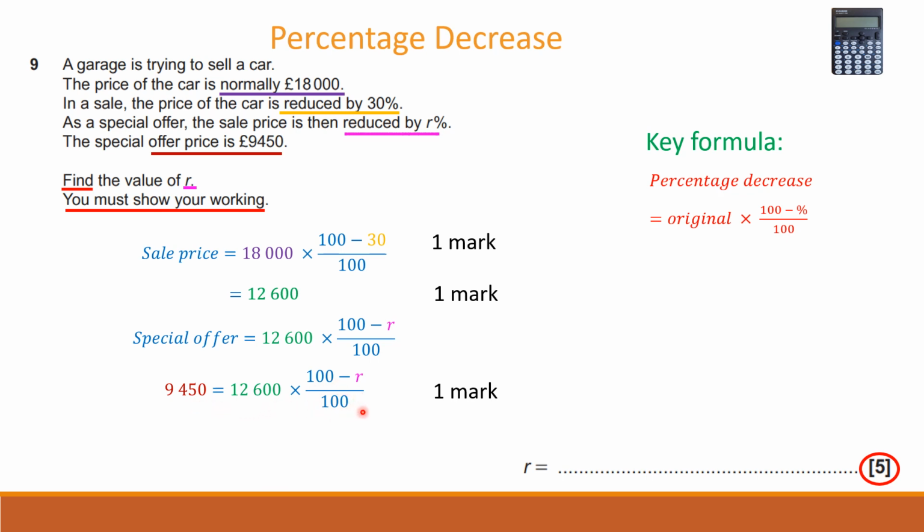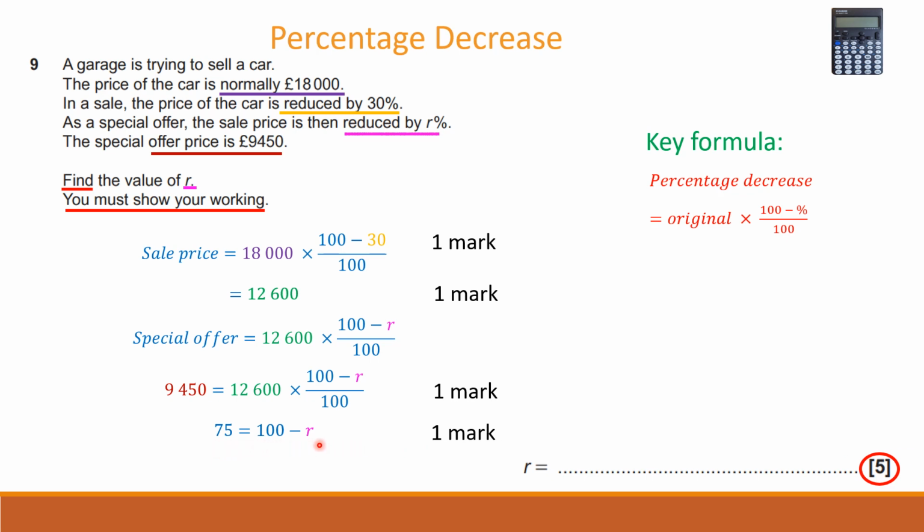Then we need to get rid of this divide by 100. So the opposite to divide by 100 is multiply by 100. And the answer you've now got on your calculator, if you times that by 100 and press equals, you should find you get 75. So this is your fourth mark. So if you get 75 is equal to 100 minus r, we have got 4 marks.